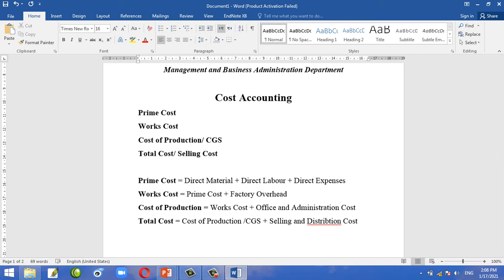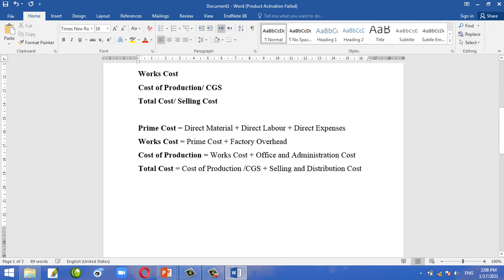Distribution cost. This is the general formula for the cost. How can we create a prime cost? How can we define works cost? How can we find production cost? How can we find total cost?